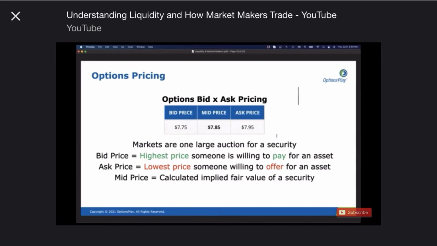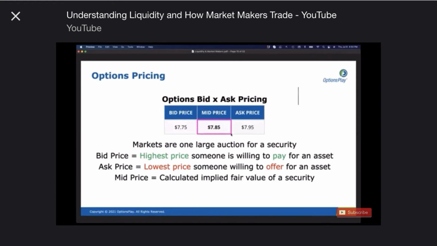So this is going to be important to help you understand not necessarily liquidity, but how much you have to pay to get in and out of a trade. Because something that doesn't trade very often, guess what? You're just going to have to pay a little bit more than the fair value. So if something trades at 775 by 795, what we can generally imply is that the fair value of something is about $7.85.